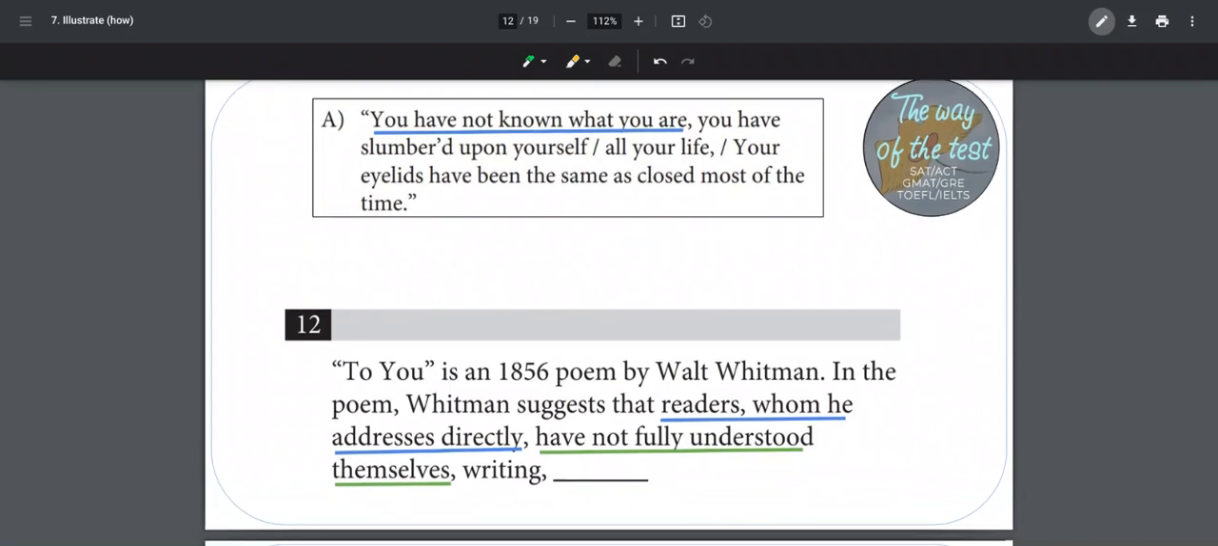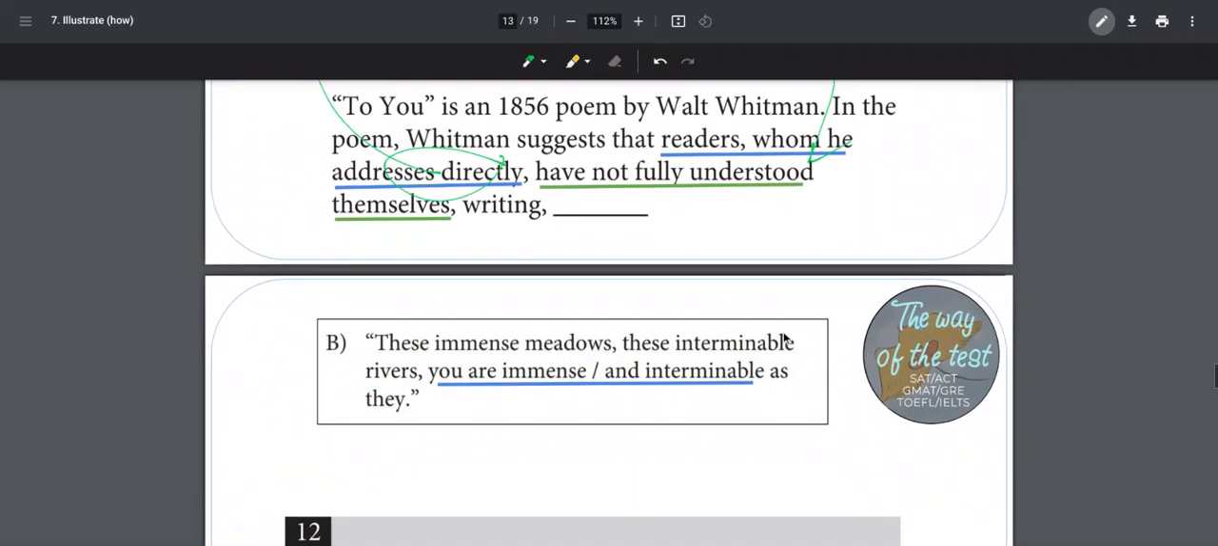Now we're going to compare the alternatives to the keywords from the prompt. So we have "you have not known what you are." Well, they are almost literally telling us, directly, that you have not known what you are. So they're telling me that I don't know, not fully understood. Okay, so this is going to pass. We're going to move on to letter B.